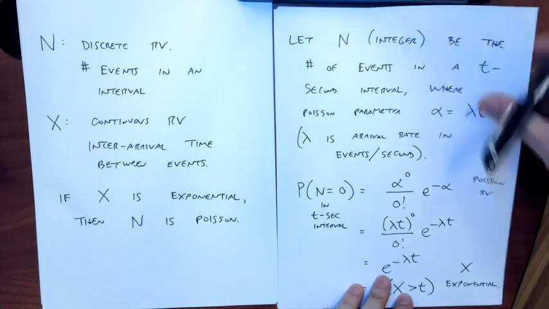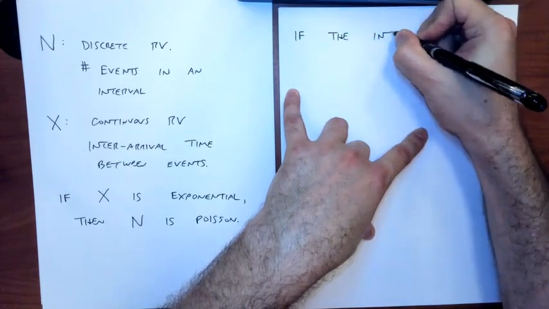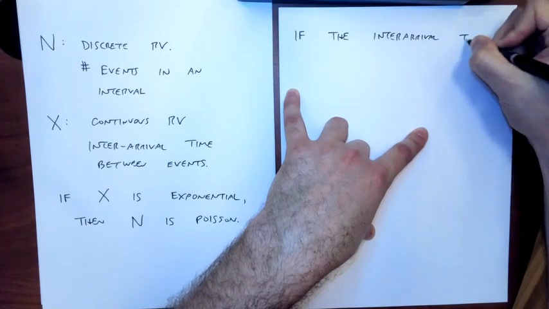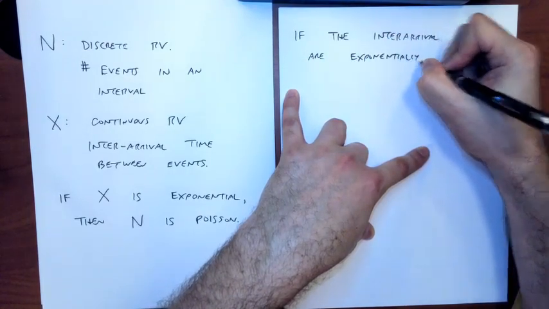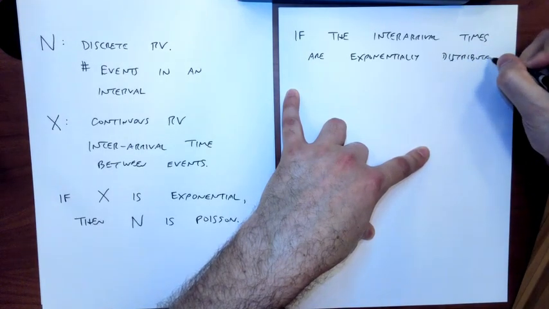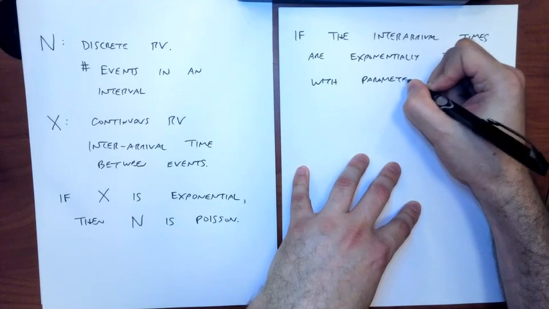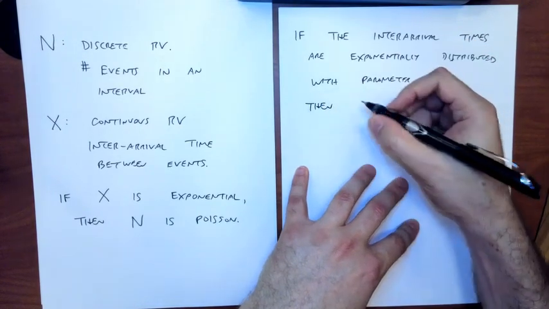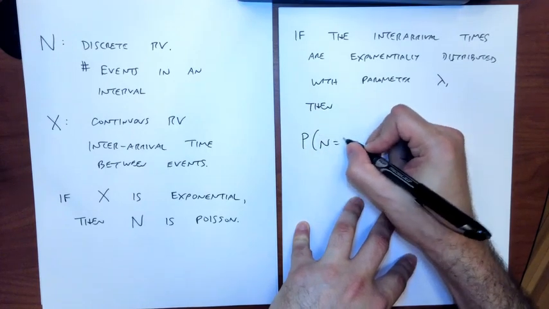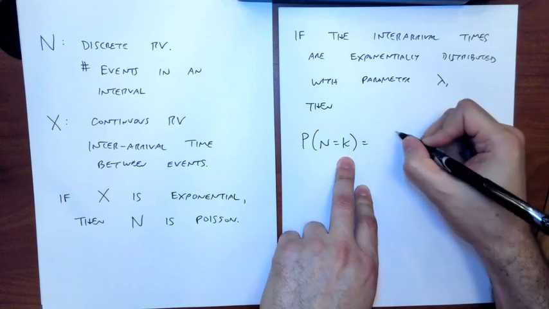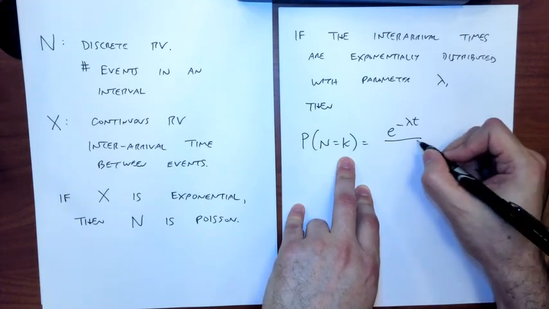And so let me just be clear about what the conclusion is. So basically, if the inter-arrival times are exponentially distributed with parameter lambda, then the probability that I get some number of arrivals in a certain amount of time is just like what I would have gotten had I used a Poisson random variable in the first place. I guess I should write this like this.